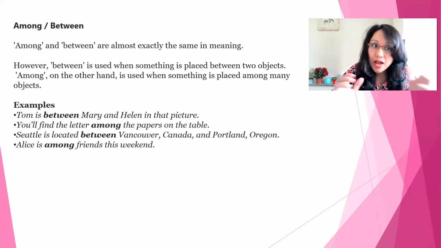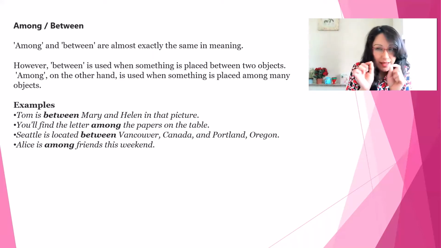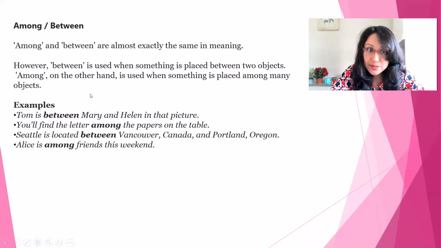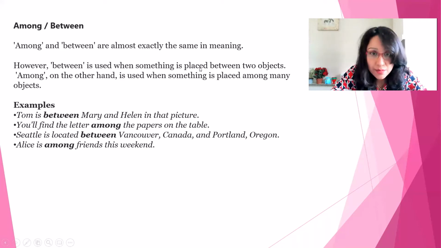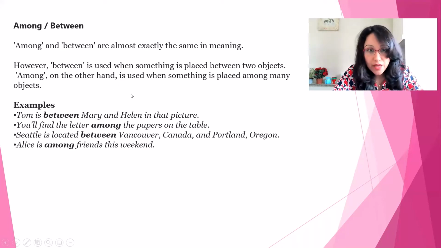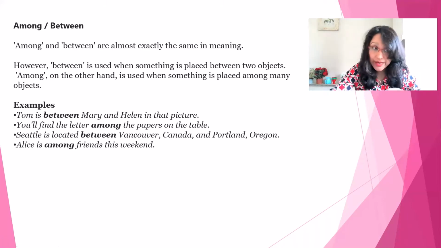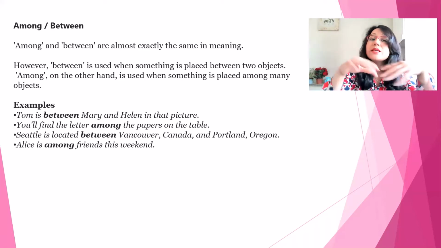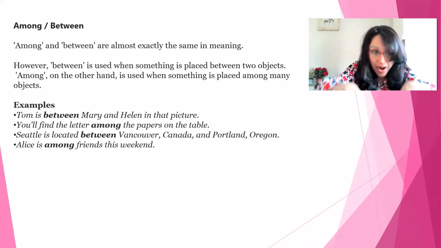Okay, among and between. Among and between are almost exactly the same in meaning. Both of them pretty much mean the same, but they're slightly different. And what is the difference? Between is used when something is placed between two objects. And among, on the other hand, is used when something is placed among many objects. So when something is between two objects, we use between. When we talk about a lot of things, we use among.